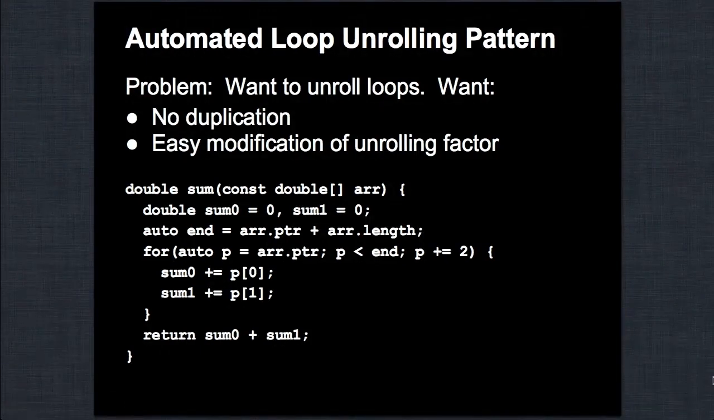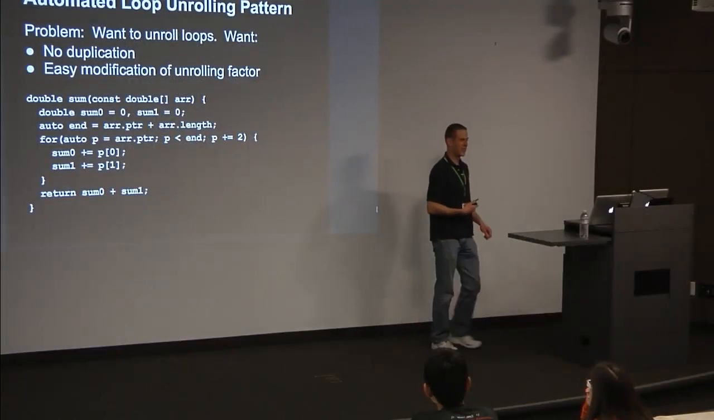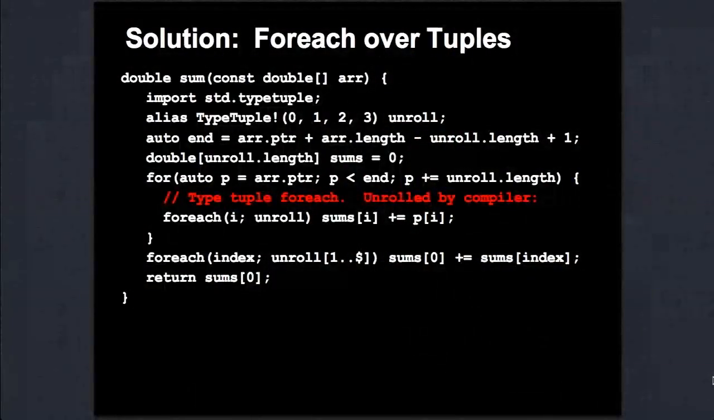And the other is, imagine if we're computing something more complicated than a plain vanilla summation. Imagine if we're computing a dot product or Euclidean distance or something like that. Then we'd have a pile of code duplication in here. I guess you could factor that out with a lambda function, but it's still not that pretty. So what do we do instead? Well, D tuples are automatically unrolled by the compiler. So we create a tuple of the numbers 0, 1, 2, and 3. This is for four-way unrolling.